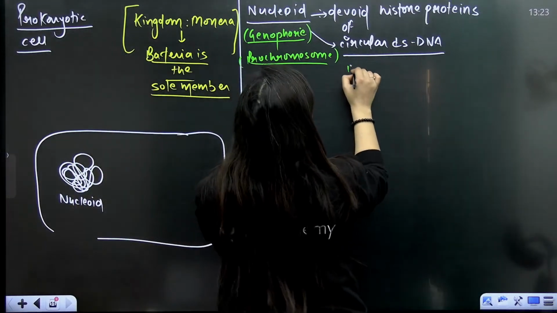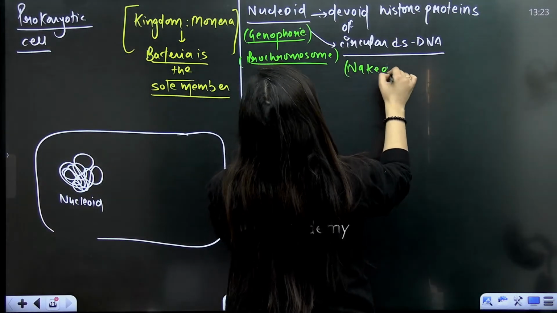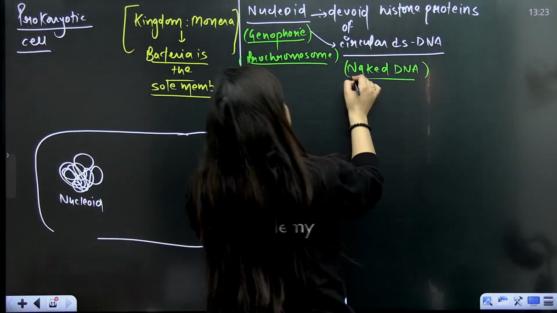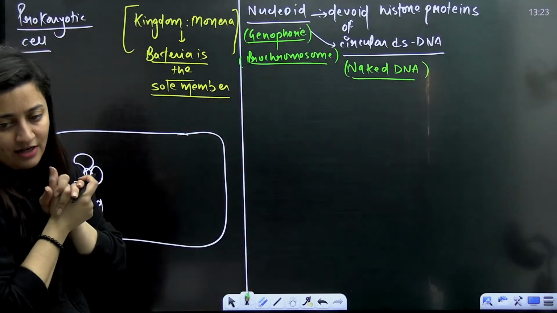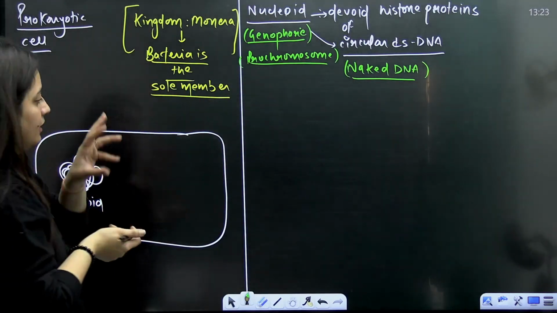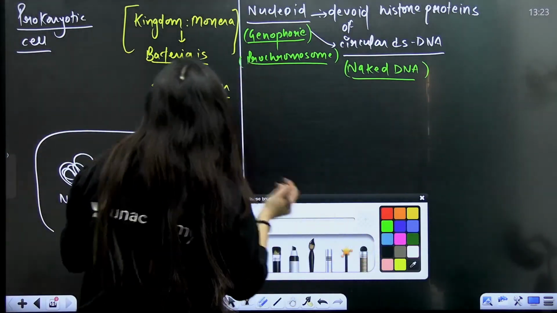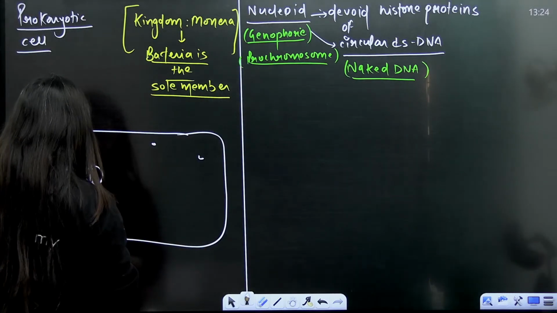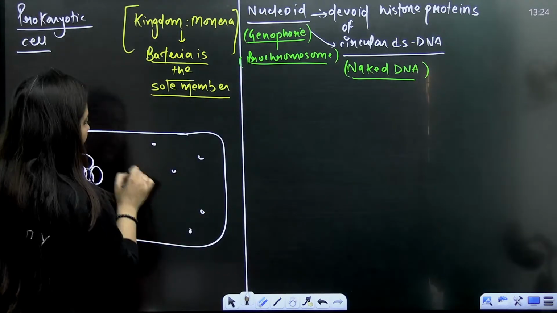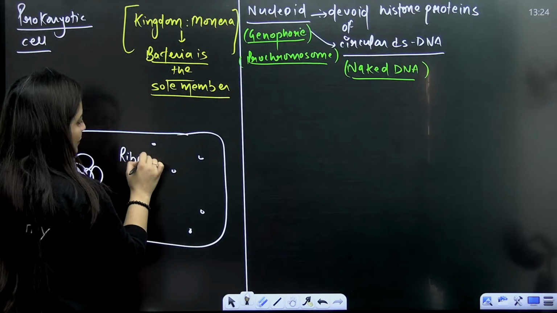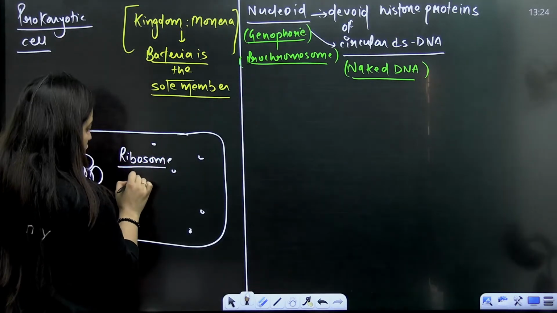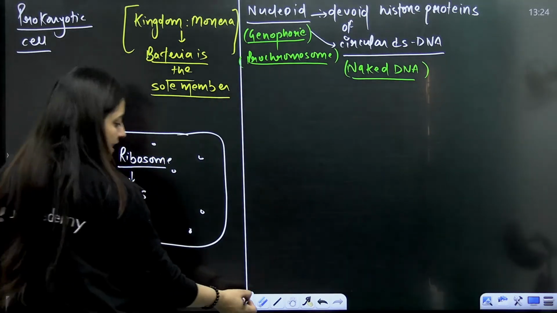It is a circular double-stranded DNA. We also call it naked DNA because it is not there in any cytoplasm, it is in the nucleoid. So in the prokaryotic cell, if I talk about any organelle, do I have any? Yes, I just have one organelle, that is the ribosome, and that is the 70S ribosome.